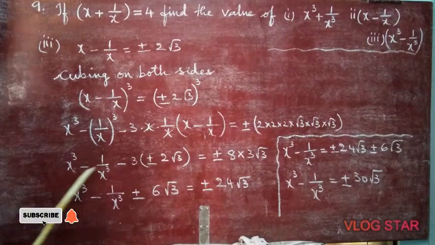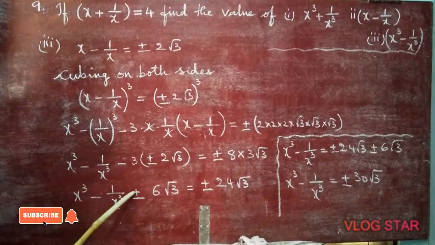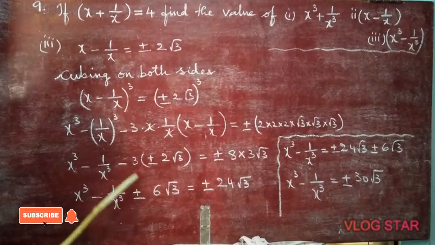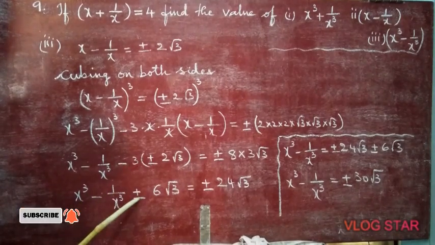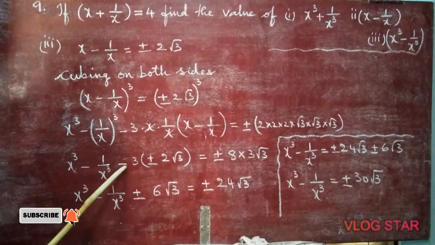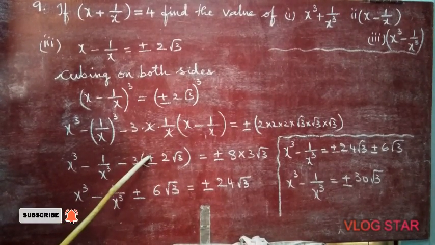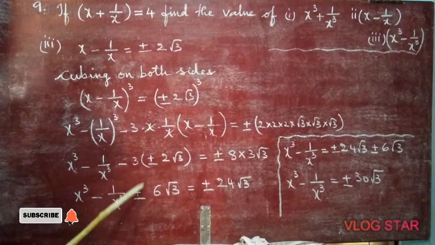Now x cube minus 1 by x cube. How we got plus or minus? I will explain here. Minus into plus is minus. Minus into minus plus. Did you follow once again? Minus into plus minus. Minus into minus plus.